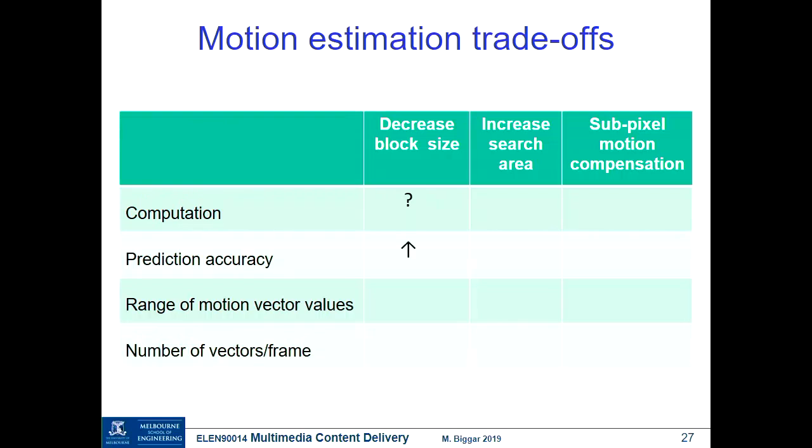With increased prediction accuracy, we're still in the decreased block size thing. With smaller block sizes, the prediction accuracy increases. We talked about that one earlier. The range of motion vector values increases.